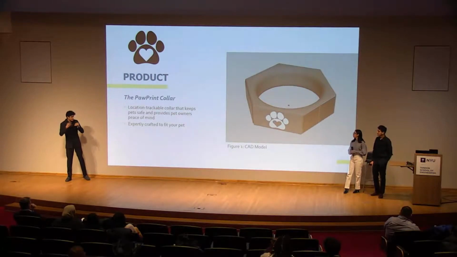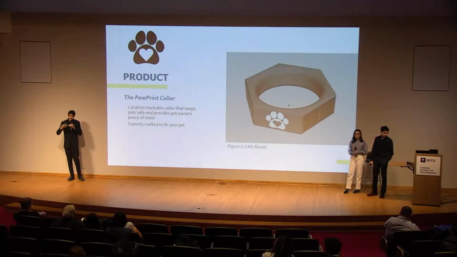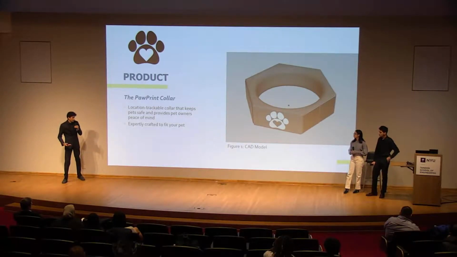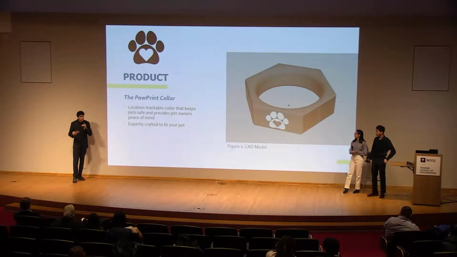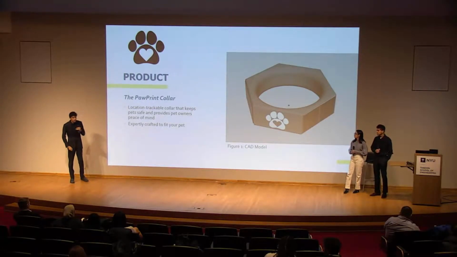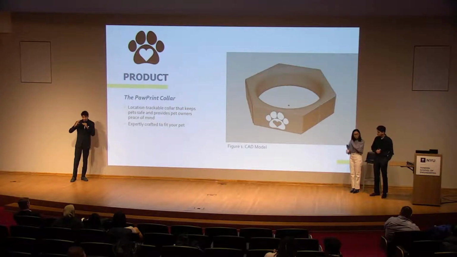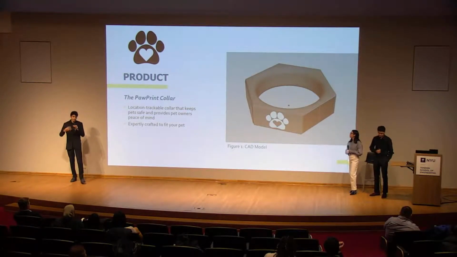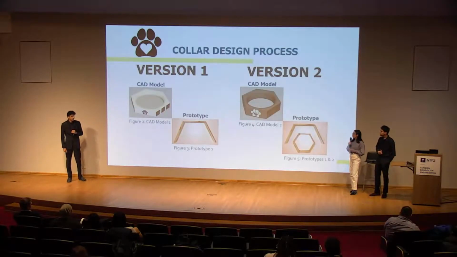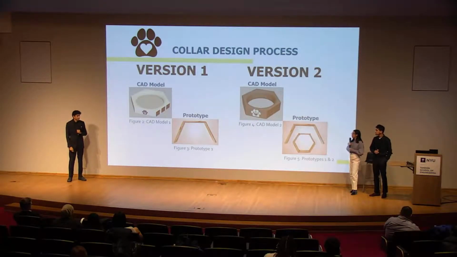So the device is essentially a collar that we built that is location trackable over cellular technology, the same technology your phone uses, and allows you to have peace of mind if the pet ever gets lost or is missing, no matter where it is in the world. Now this is also a customizable size using various hinges that allow you to fit no matter what size your pet is. So version 1 is our original design.